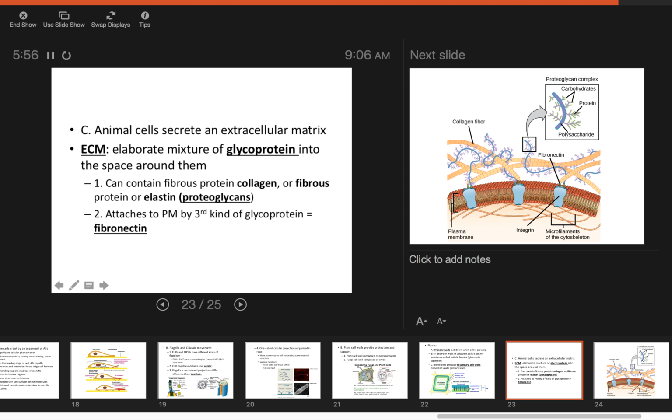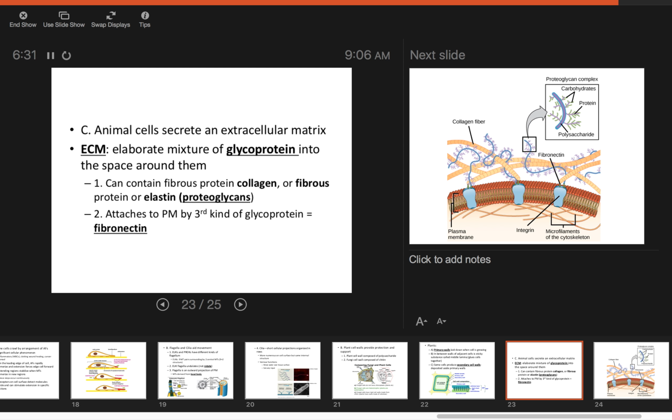Animal cells, instead of a cell wall, we tend to secrete something called an extracellular matrix, which I will abbreviate ECM. It is an elaborate mixture of glycoproteins, so that's sugar and proteins in the space outside the plasma membrane. We can also have some fibrous protein called collagen interwoven in there, or even elastins. So it's like a mini cytoskeleton outside of the cell. Okay, but we call it the extracellular matrix.